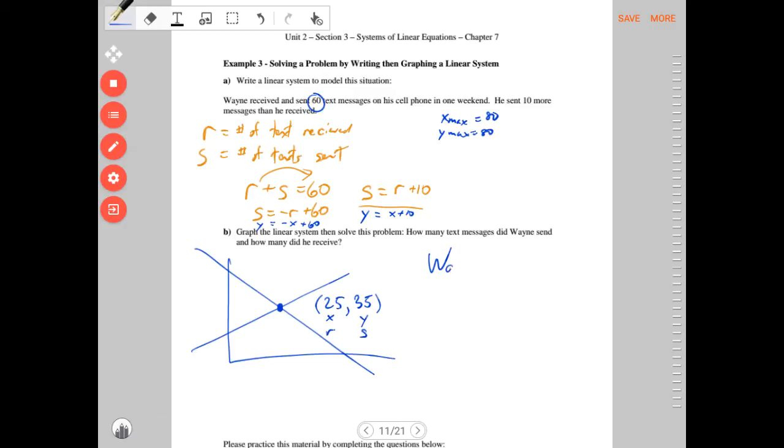Usually with word problems like this, it's never a bad idea to write a sentence. So Wayne received 25 texts and sent 35 texts. There we have it.